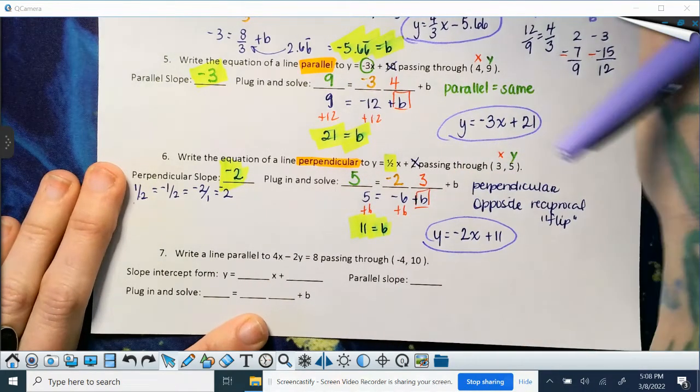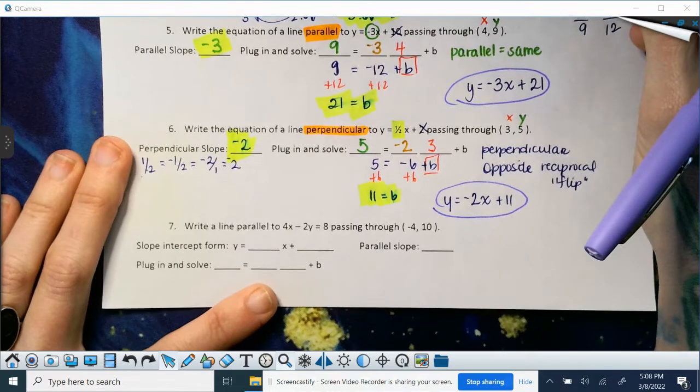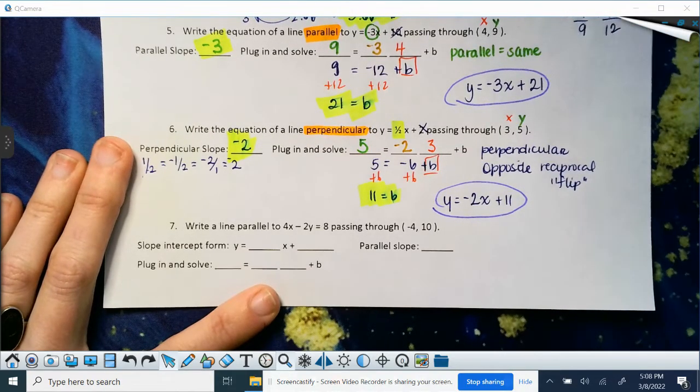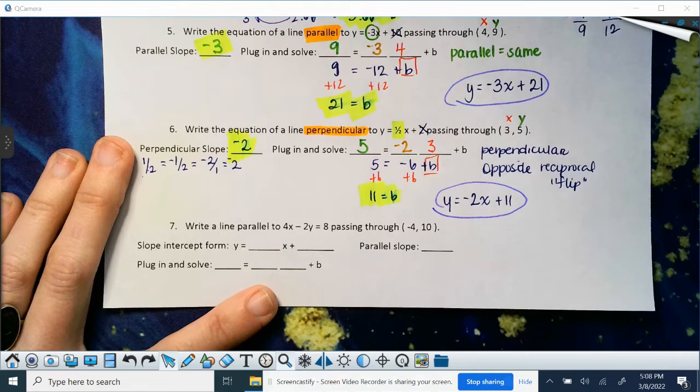All right, one more for review. Double dog dare you. Pause it. Try it yourself. A couple extra steps, but you got this.